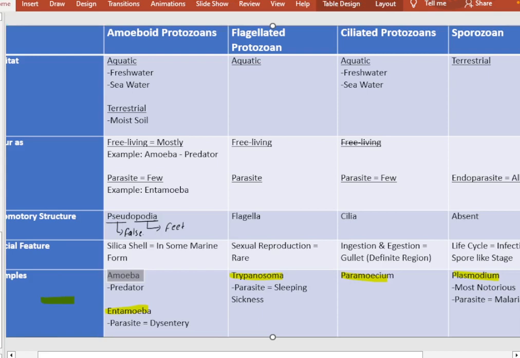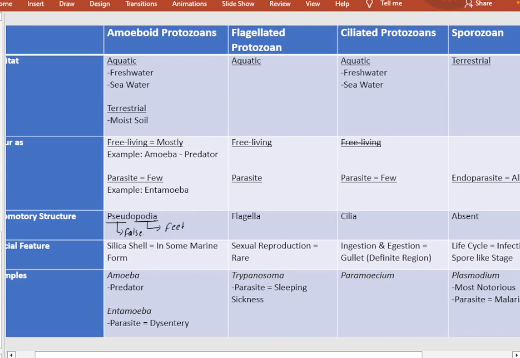Slime molds. What is the plasmodium in the slime molds? That is the stage. Here plasmodium is different. What is the plasmodium here? It is the genus name. The genus name is called Plasmodium.